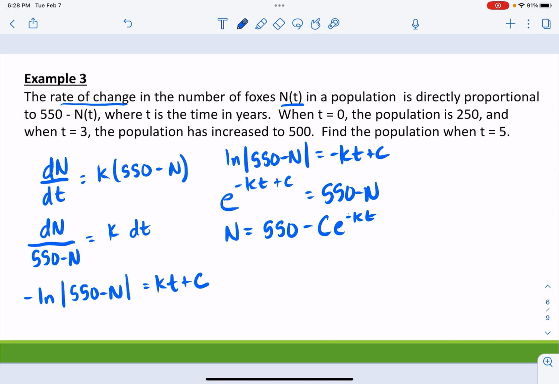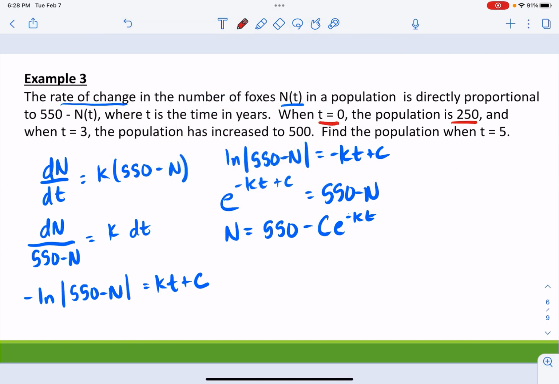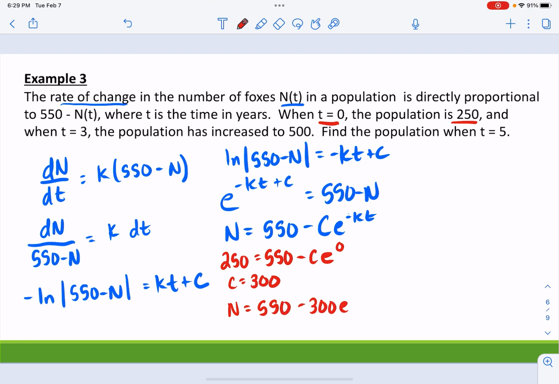Okay, so when t equals 0, my population is 250. So C ends up equaling 300. So now I have a new function. Now I need to plug in t equals 3, where the population increased to 300, to solve for k.